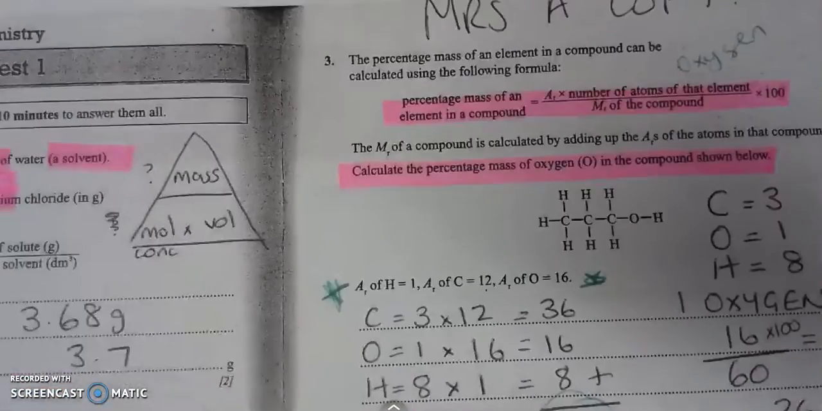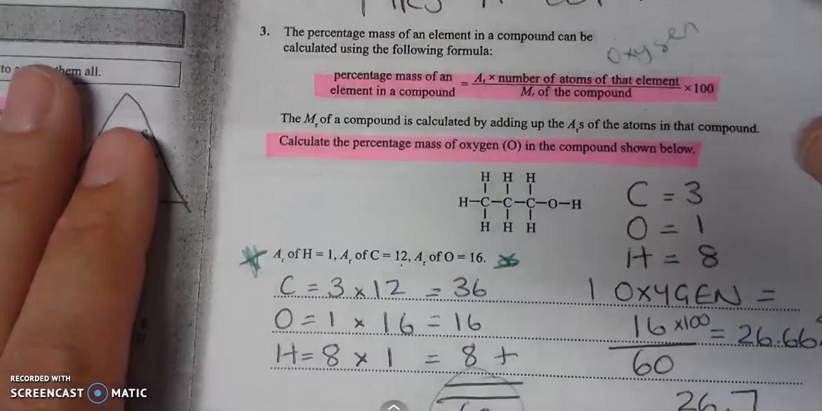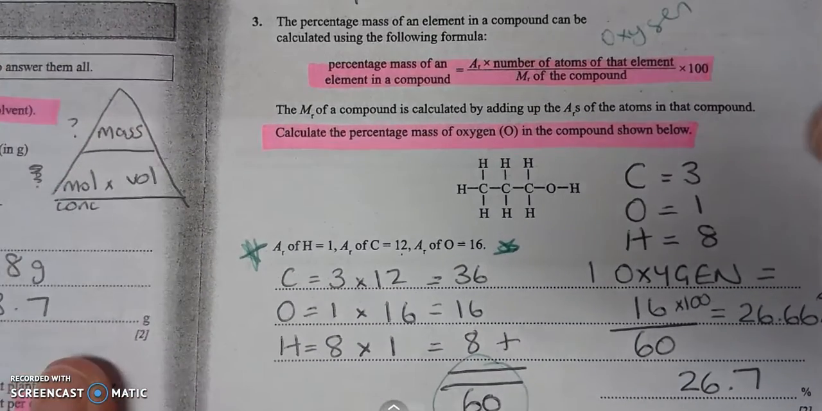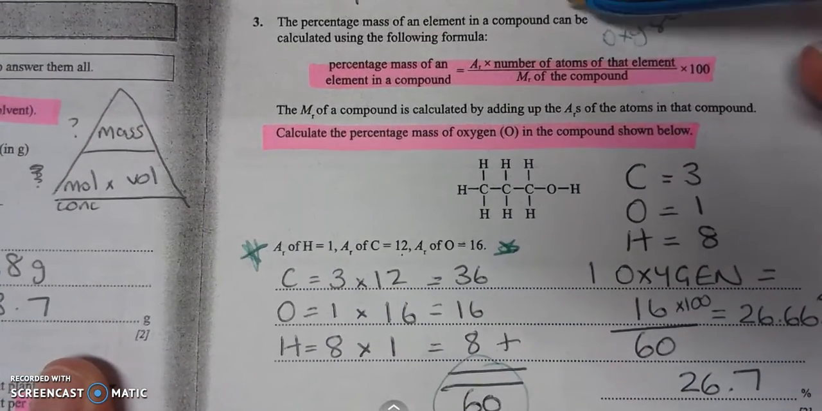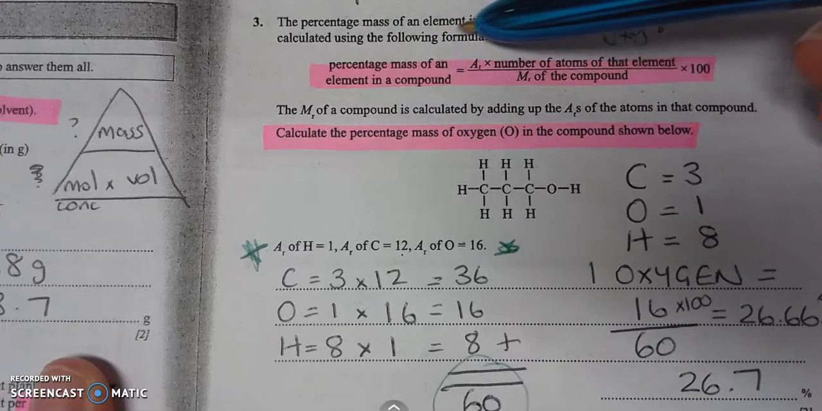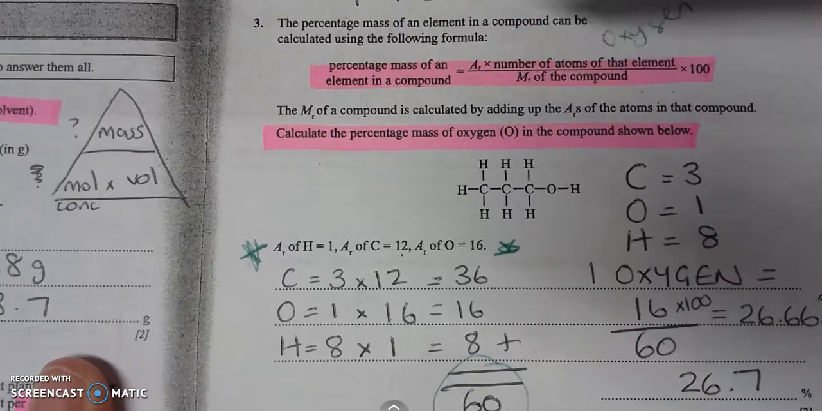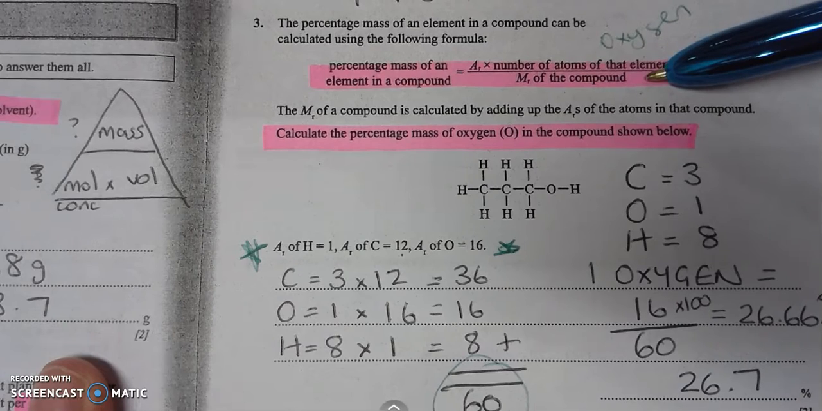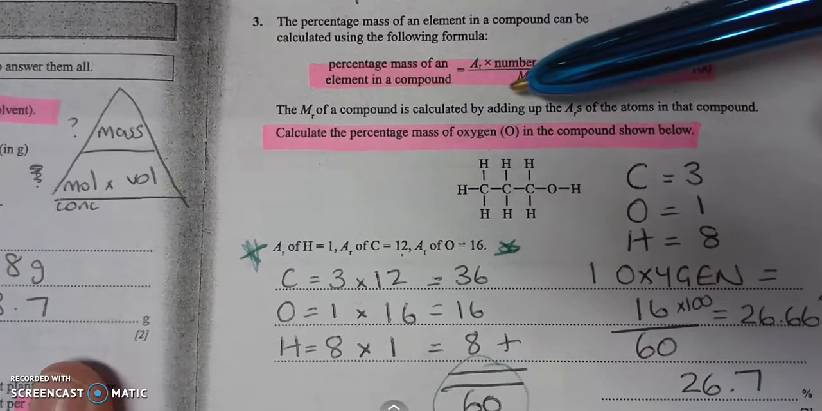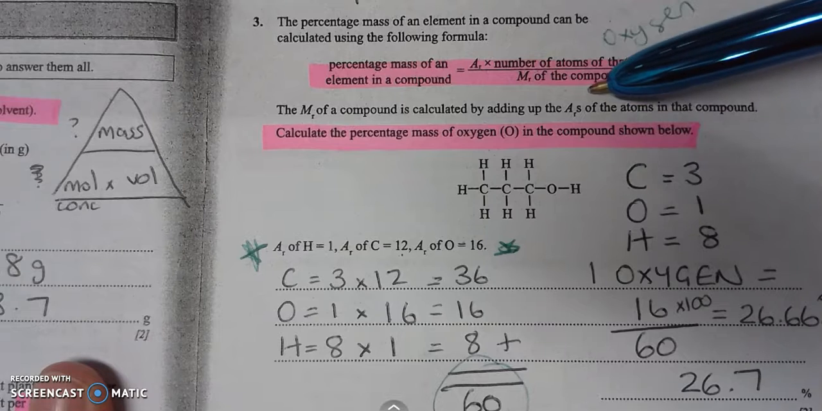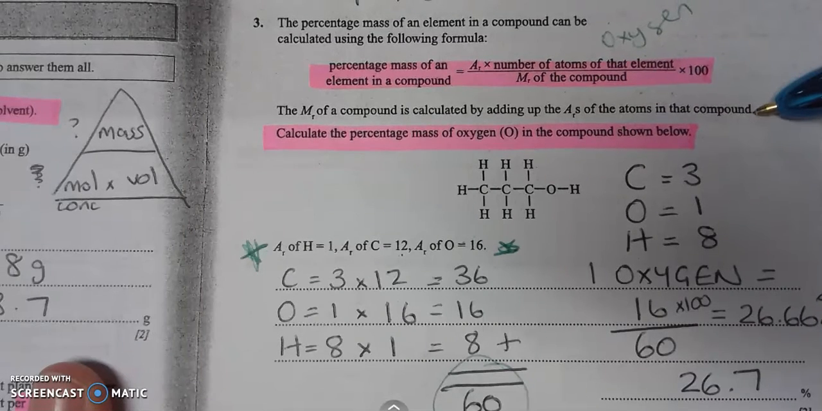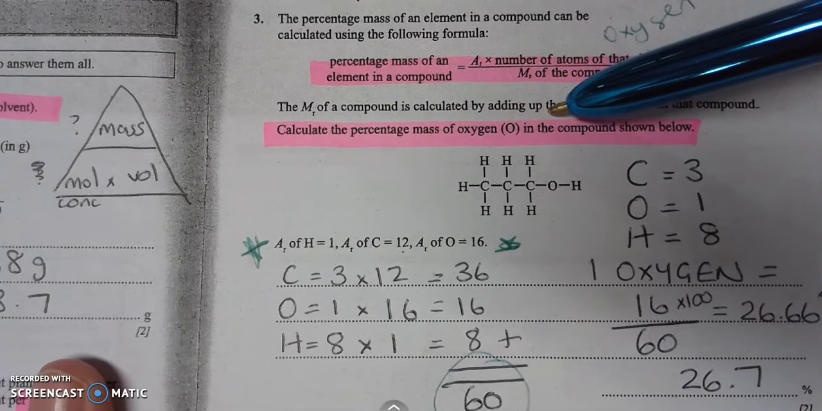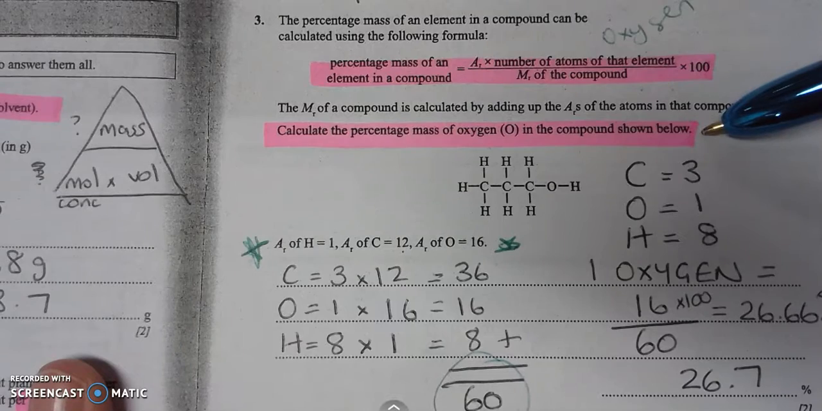So let's have a look at question 3 then. The percentage mass of an element in a compound can be calculated using the following formula. Percentage mass equals the number of atoms of the element divided by the mass of the compound. The mass of the compound is calculated by adding up the atomic mass of the atoms in that compound. Calculate the percentage mass of oxygen in the compound shown below.